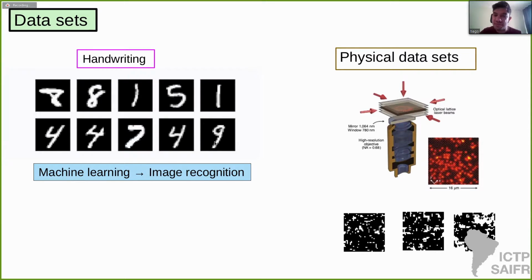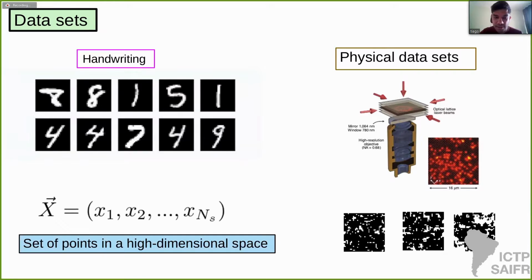But in a more abstract way, these data sets can be thought of as points living in a high dimensional space. We can see this square here is an L by L lattice, and on each site of the lattice, I have 0 or 1, spin up or spin down. So each configuration here is a point in a high dimensional space. Now let me explain this concept of intrinsic dimension.